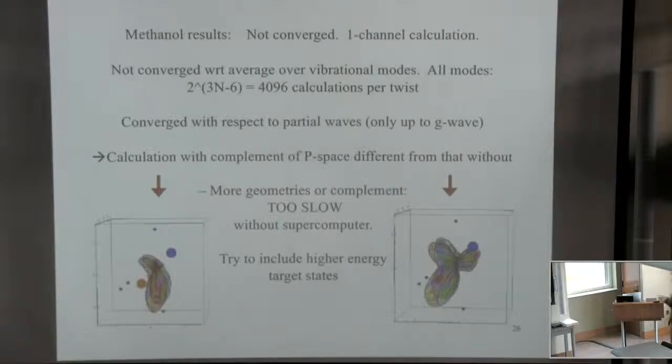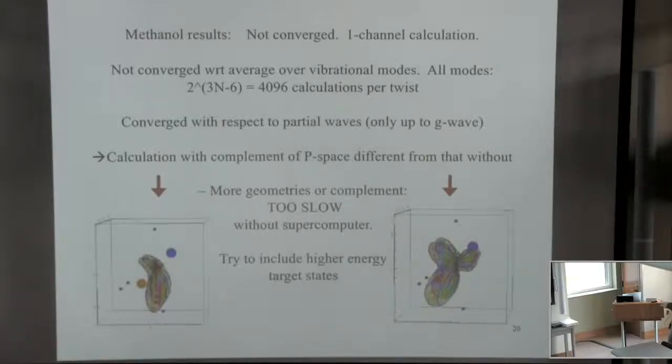Also, this is the reason I referred to it before: the calculation right now with the complement of P-space is substantially different from that without. That's not too surprising. In the scattering calculations shown here, this was only a one-channel calculation, so this is my initial go. We don't even have the parent state of the resonance here, whereas with the complement of P-space, it is effectively included in the optical potential. So that's unfortunate. It is indeed converged with respect to partial waves, only at the G wave. That's kind of surprising, that I only had to do that.